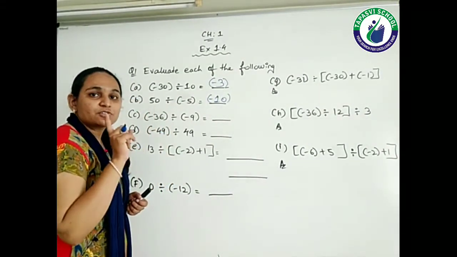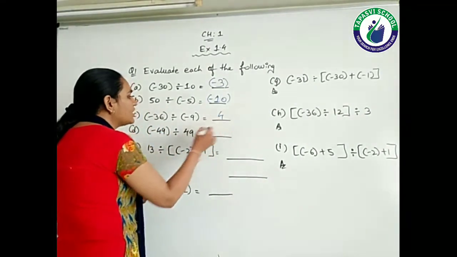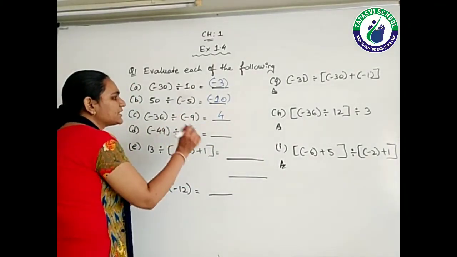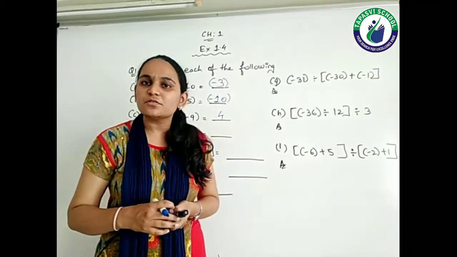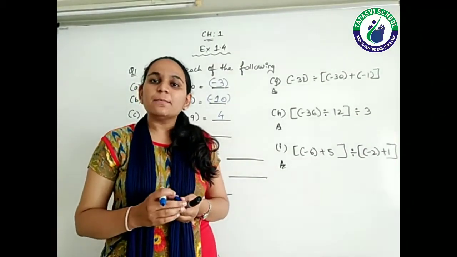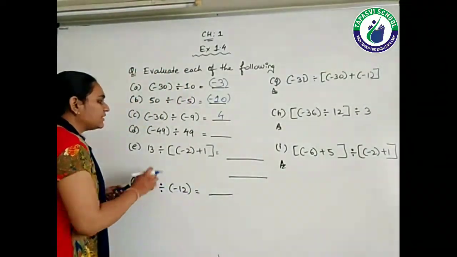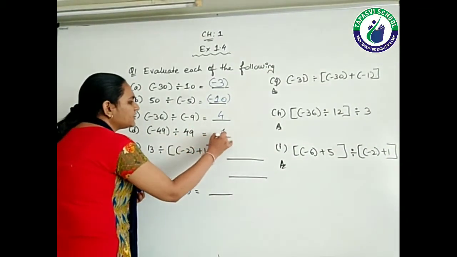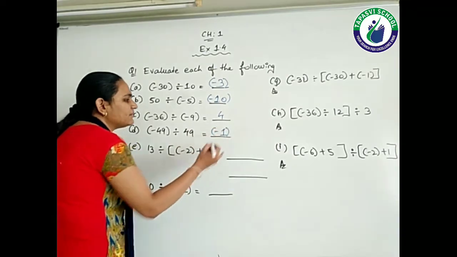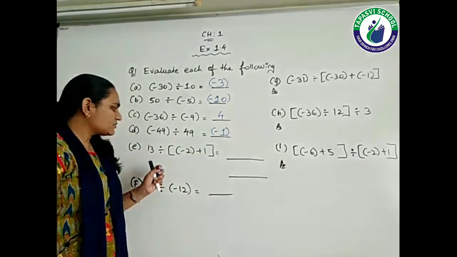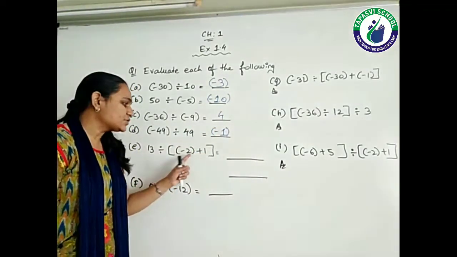Next one, minus 36 divided by minus 9. First of all I will divide. So 36 divided by 9 is 4. Now both the numbers have the negative sign, so the answer will be positive. We never write the positive sign; it is to be considered a positive number. 49 divided by minus 49, students, it is 1, right? Now one number is negative, so here also the answer will be negative.